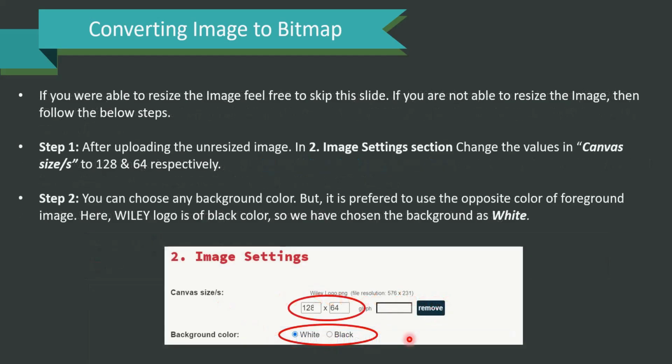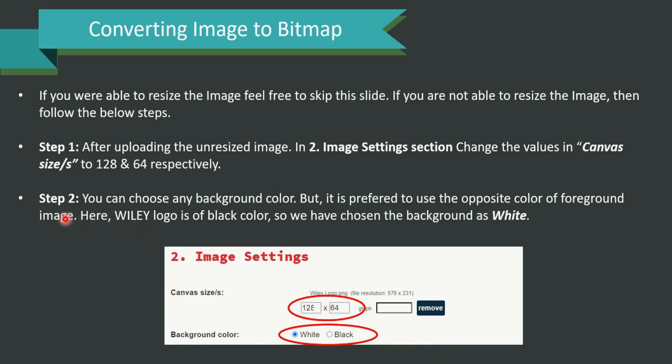to upload. If you are able to resize the image, feel free to skip the slide. If you are not able to resize the image, then you must follow the following steps. Step 1. After uploading the unresized image, in section 2 image settings, change the values in the canvas to 128 and 64 respectively. You can see that here the canvas size is available. Here we need to change the size as 128 into 64 and the input file is nothing but the wiley logo.png mentioned here, and that's it, your work is done.